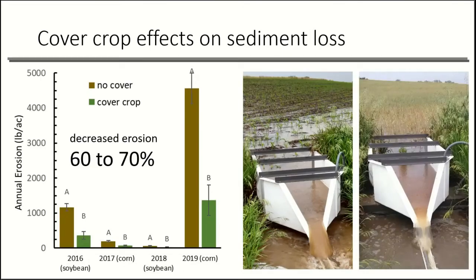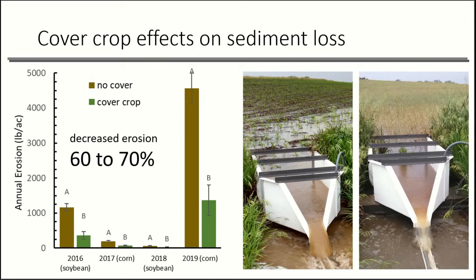This decreased runoff intensity resulted in decreased erosion every single year of the study. 60 to 70% decrease in erosion. Even in the very dry years, we still decreased erosion every single event, pretty much. Again, this is related back to that decreased runoff intensity.